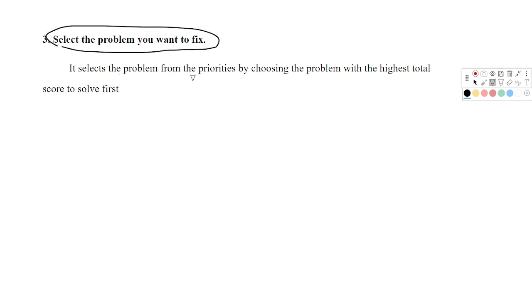Select the problems from the priorities by choosing the problem with the highest total score to solve first. Okay, so this is what you do. After choosing the problems that you need to solve, select the problems you want to fix, okay, and look at the problems with the total score.